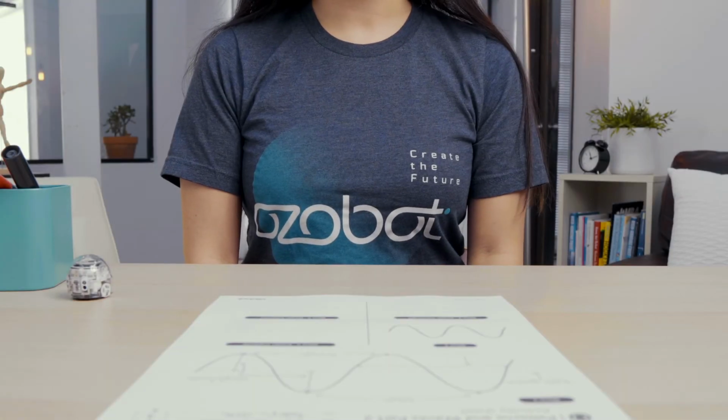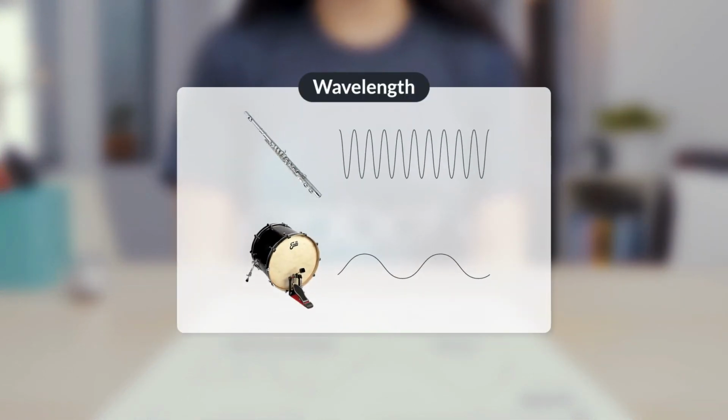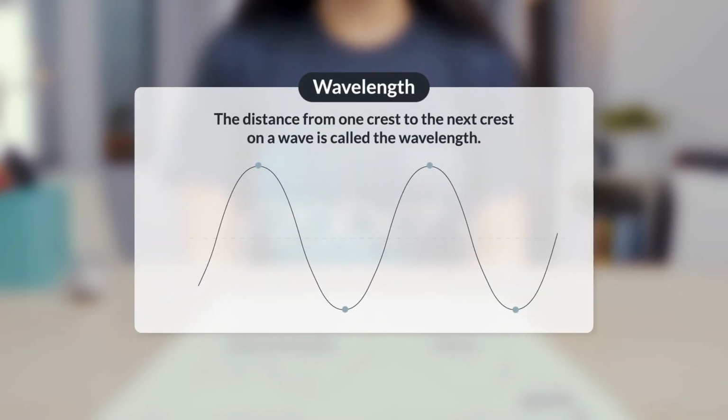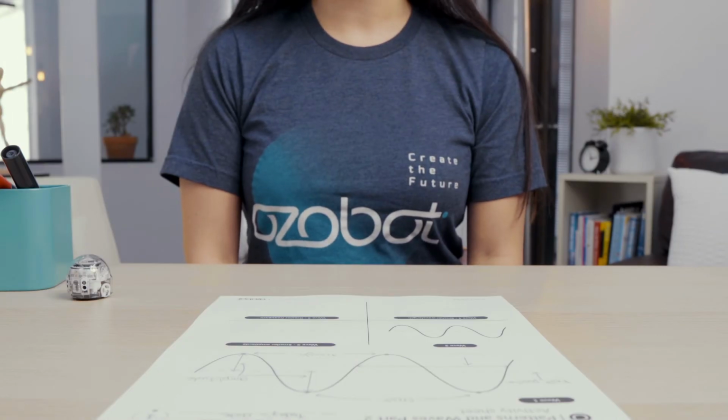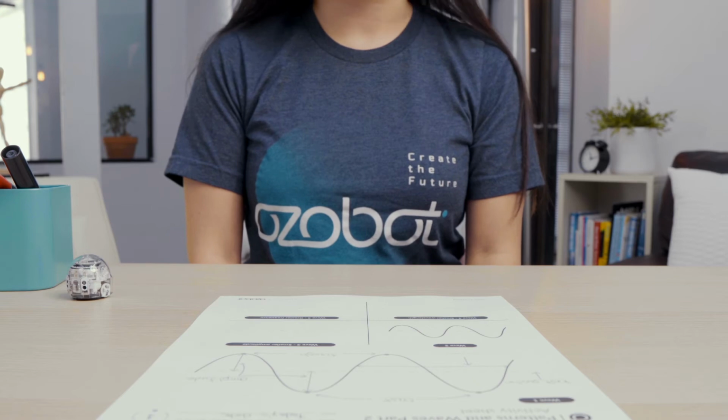Do you prefer the sound of a flute or a bass drum? A flute makes a higher pitched whistling sound, while a bass drum makes a lower pitched rumbling sound. What does that have to do with waves, you ask? Quite a lot, in fact. The distance from one crest to the next crest on a wave is called wavelength. Wavelength can also be measured from one trough to the next trough, or from any point on a wave to the corresponding point on the next wave pattern.